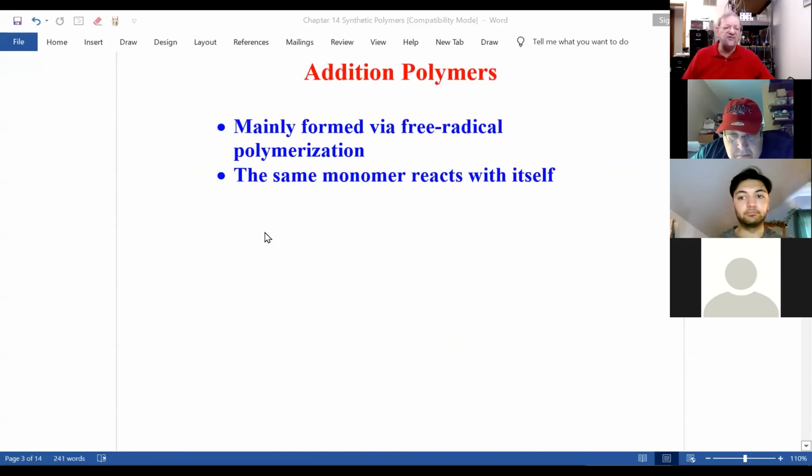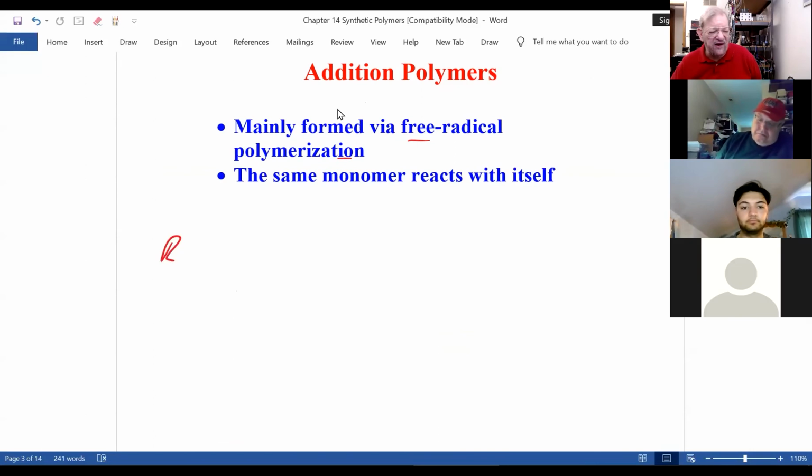Now, just a quick thing. I could spend a whole four weeks on addition polymers. They're formed by what's called free radical polymerization. What's that?